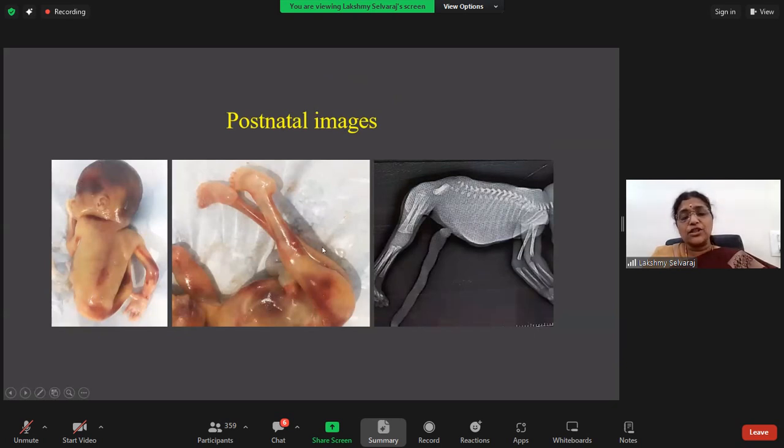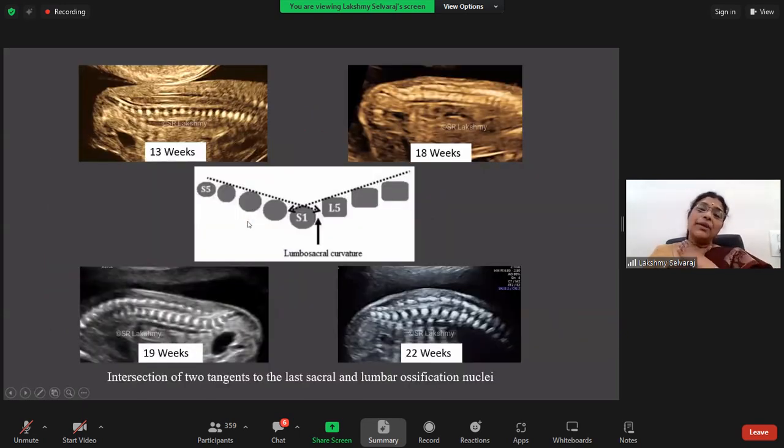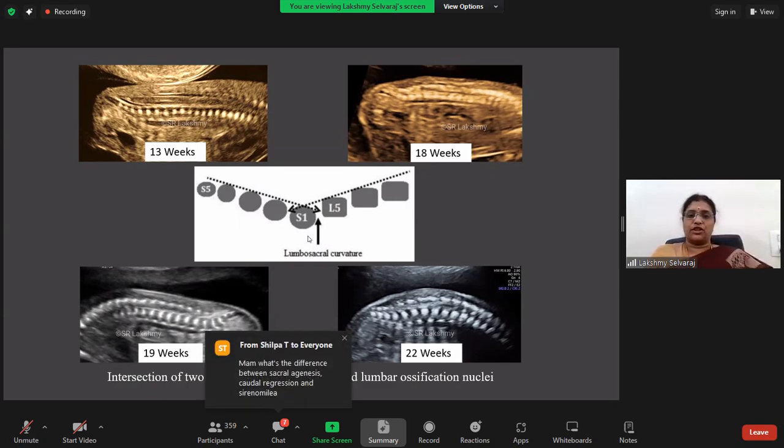These are the postnatal pictures to show you how the spine abruptly ends here. You have the iliac bone seen here and the lower limbs. Now coming to the assessment of the lumbosacral curvature, because you can have some subtle abnormalities of the sacrum, and the clue to that will be assessment of the lumbosacral curvature.